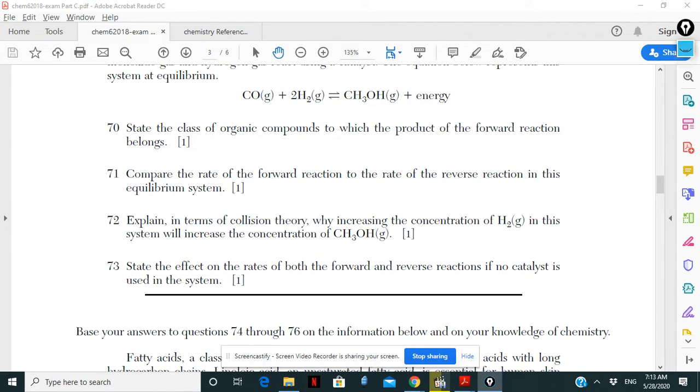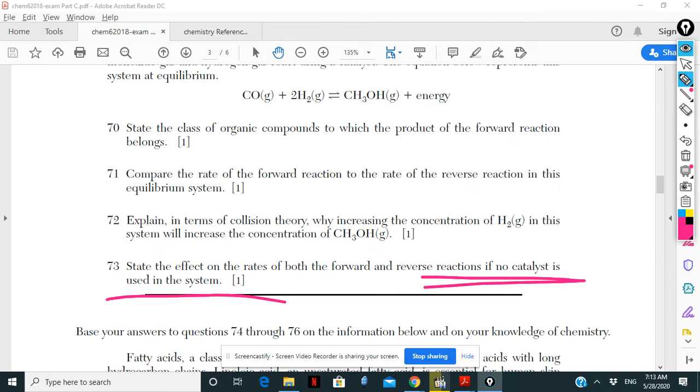Next, the effect on the rates of both forward and backward reactions if there is no catalyst. The catalyst speeds up the reaction in both directions, forward and backward. So if I remove the catalyst, it's going to lower the rate. Why? Because a catalyst decreases the activation energy. So without the catalyst, I'm increasing the activation energy, and that's going to slow the rate, forward and backward.